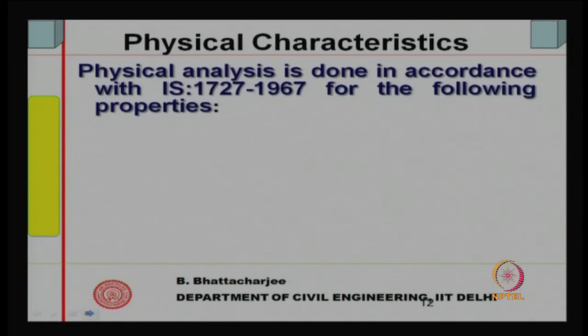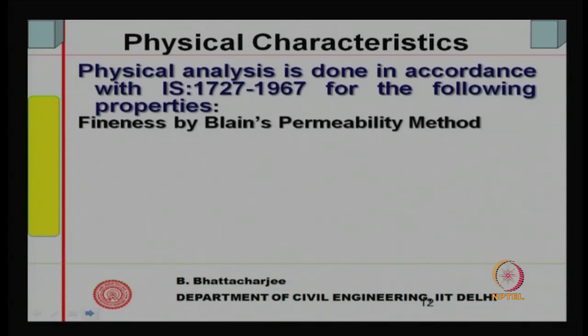So, let us see physical characteristics. This is of course, in the Indian scenario, the code that is available is IS 1727 1967, and the following properties we can test. Fineness is measured by what is called Blaine's permeability method. I think we discussed this when we were talking of cement.